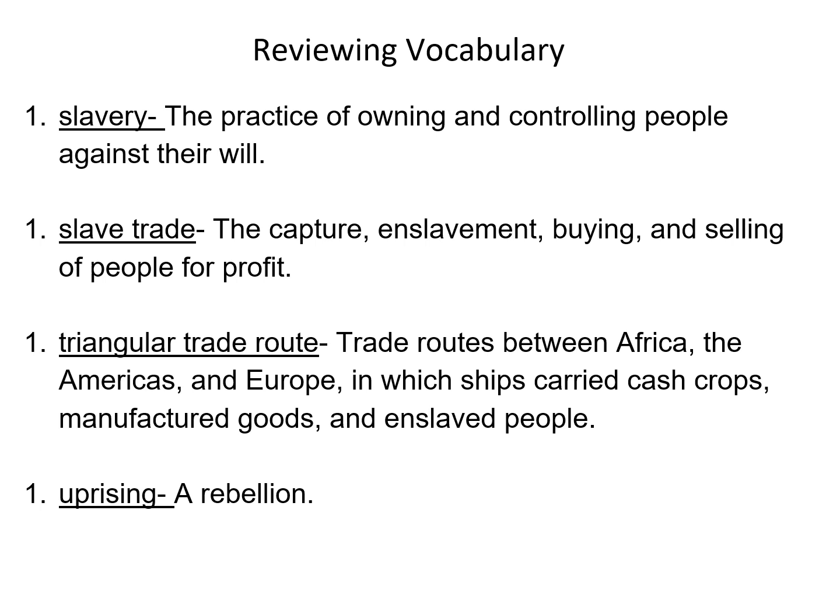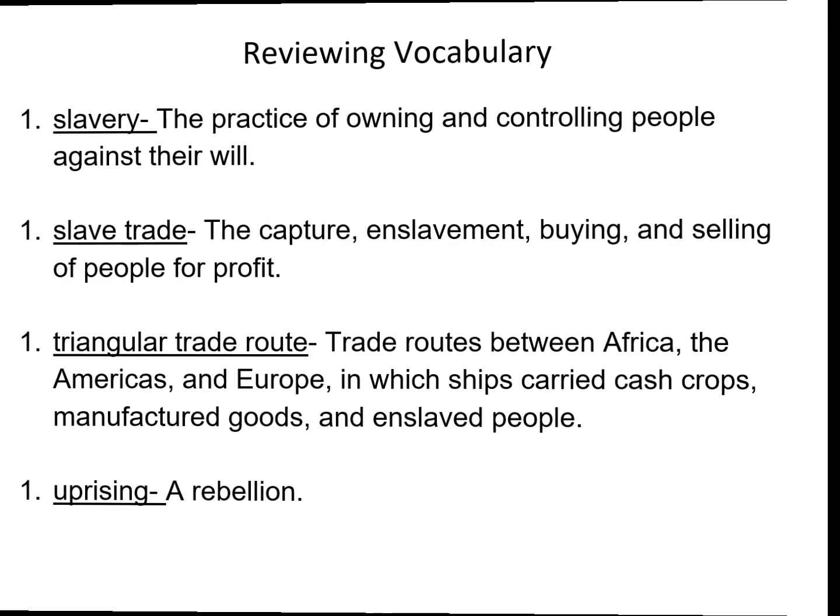And then the triangular trade route is just that. It's a triangle route between Africa, the Americas, North and South, and Europe, which ships carried cash crops, manufactured goods, enslaved people, spices, any raw material or finished products between the three groups of continents. And then finally, uprising, which is a rebellion, which will be heavily talked about in the next unit.